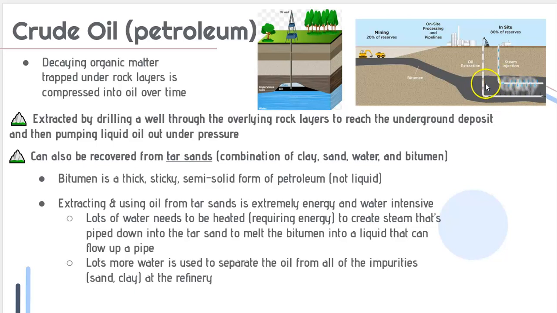Another way that we can do this is, sometimes liquid oil isn't just a pot of liquid in there that we can get out with a straw. It's basically a sludge that's kind of embedded in the sand formation of the geological formation. And so what we have then is bitumen, which is a thick, sticky, semi-solid form of petroleum. It's not a liquid. And we're basically going to have to put water and steam in there to get that oil separated from the sand. Either way, both eventually become liquid form once it's removed.